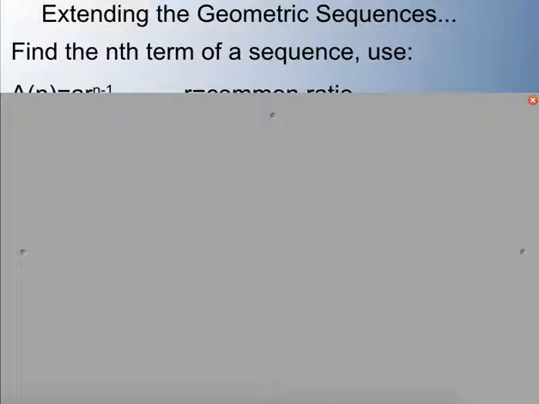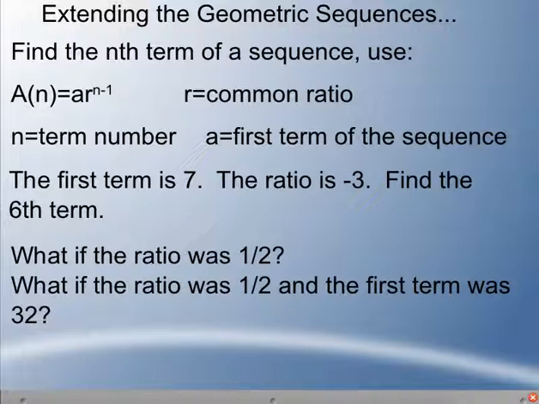So let's try it again. And just to make sure that we're clear on what all of these mean, a sub n equals my first term, a sub 1, times our ratio, r, to the n minus 1 power. So if we have something where the first term is 7 and the ratio is negative 3, we could create a formula to say a sub n is equal to 7 times negative 3 to the n minus 1 power.